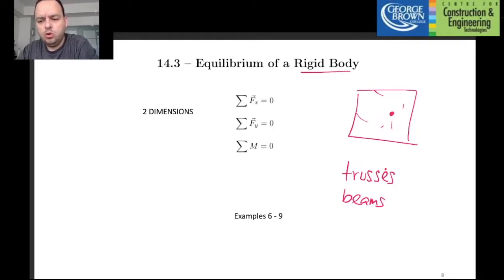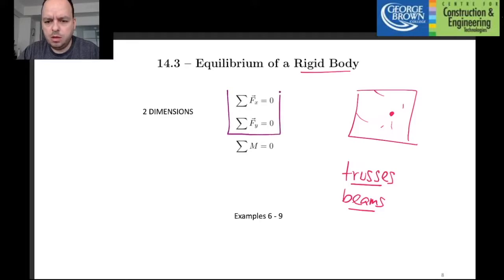So how do we know, or how do we calculate equilibrium and the forces involved with trusses and beams? That's what we're going to look at in the next series of examples. The equations that we're going to use for trusses and beams and for general equilibrium of rigid bodies look like what we had for a point body thus far. However, there's an additional equation regarding moment.